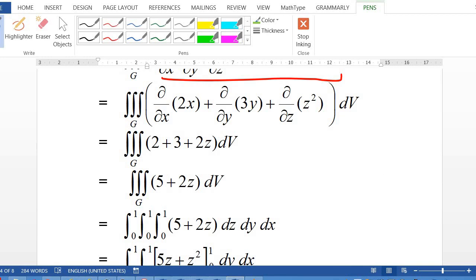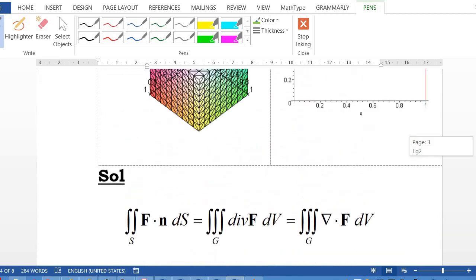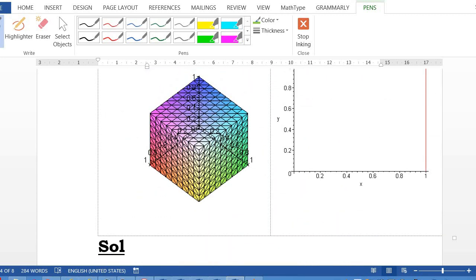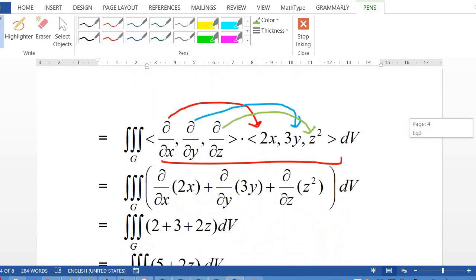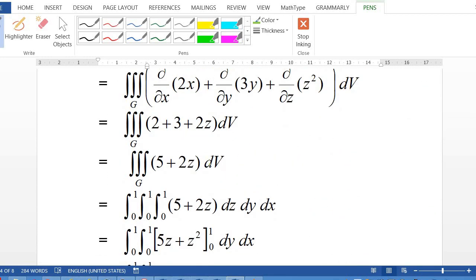Solid G here is a unit cube. X is bounded from x equal to 0, which is the zy plane, until x equal to 1. Bounded by the plane y equal to 0, which is the zx plane, until y equal to 1. Bounded from z equal to 0, which is the xy plane, until the top surface, which is z equal to 1. Hence, we use a Cartesian coordinate to evaluate this triple integral.